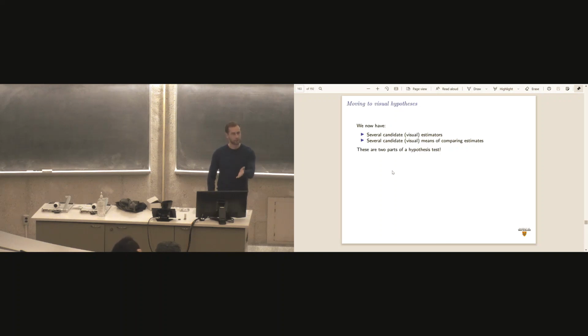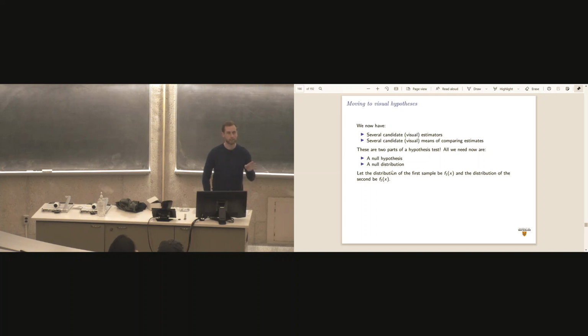But these are two parts of a hypothesis test. You have an estimator, and you have some metric to compare the two estimates you get using that estimator on two different samples. All we need now is a null hypothesis and a null distribution. And then we would have everything we need for a significance test.